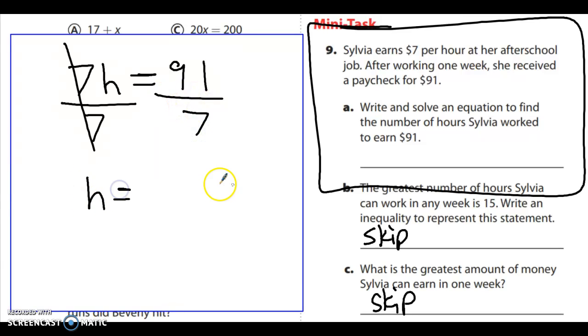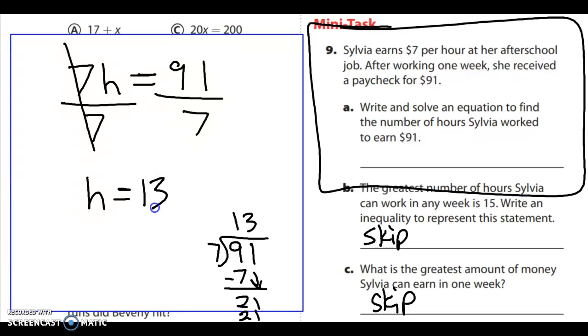I'm going to get H equals, and 91 divided by 7. 7 goes into 9 once. 7 goes into 21 3 times. I think it's 13. I can check that by going 13 times 7. If it's 91, I got it right. 7 times 3 is 21. 7 times 1 is 7, plus 2 is 9. It's 91. The answer is 13 hours. Okay, great job. You are now done with page 326, and you are ready for the Module 11 test.